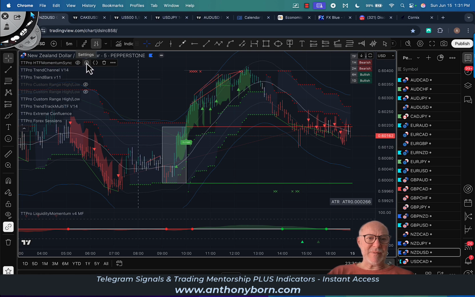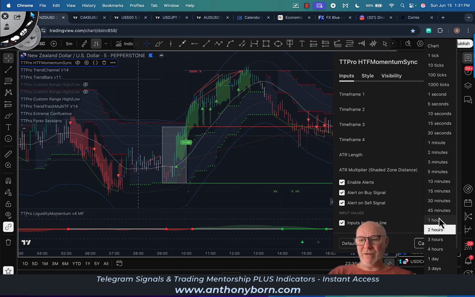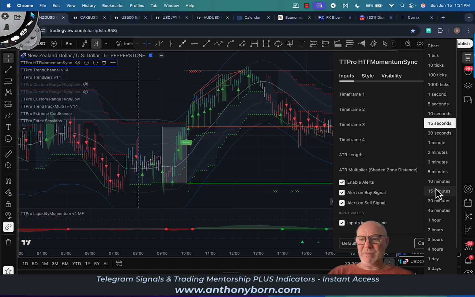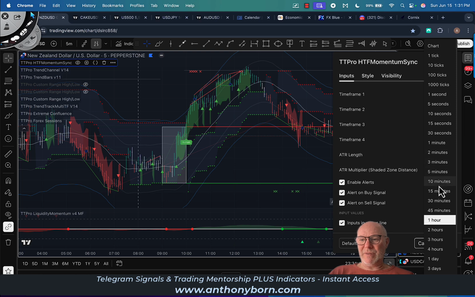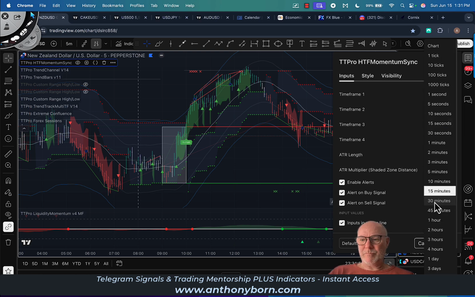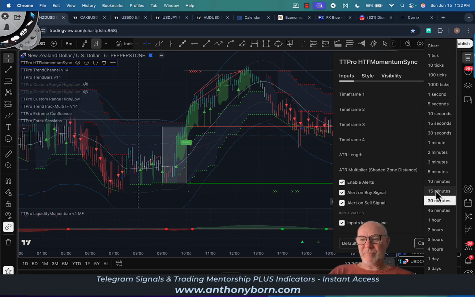Trend momentum sync. What happens if we shift this 2 hours to 1 hour and drop that down? It gives us more signals. And if we go 5, 15 minutes, you've got to experiment with it. Maybe we go 30 minutes. So we're going 5, 15, 30, 1 hour, 2. That'll get you in a bit quicker. 2 minutes, 5 minutes, 15 minutes, 30 minutes.